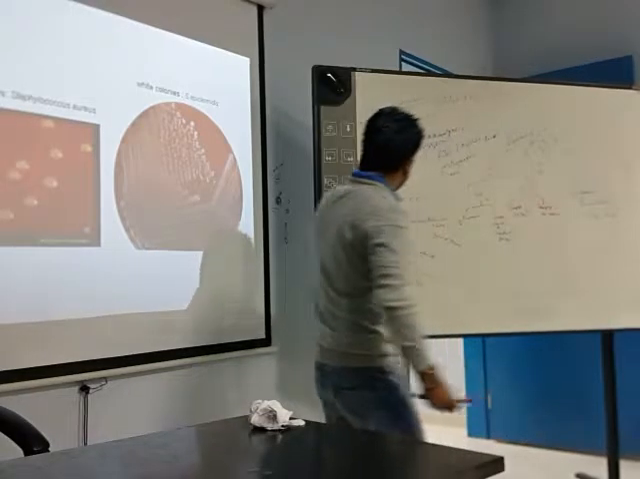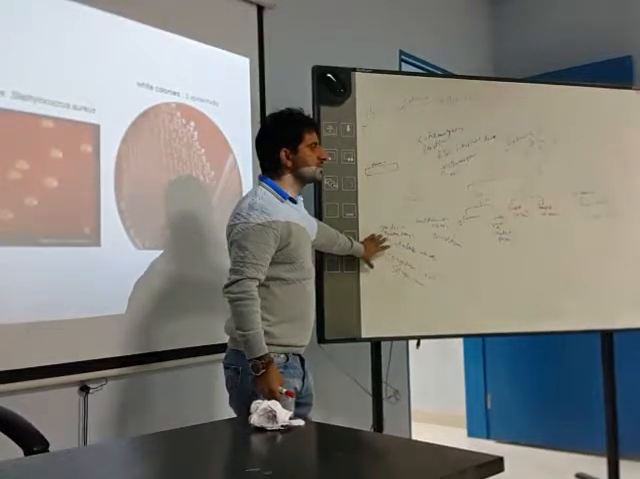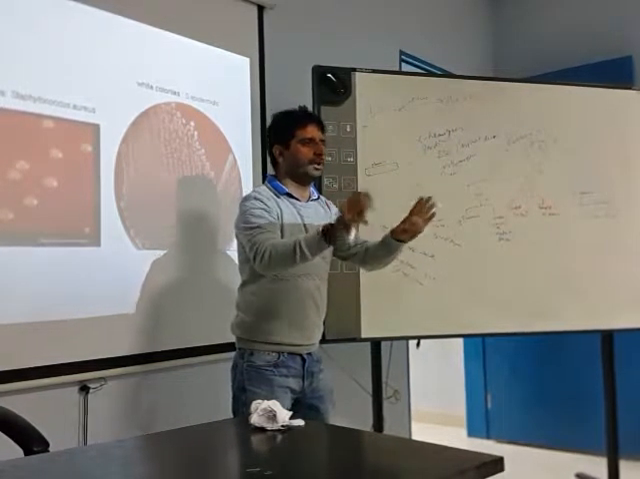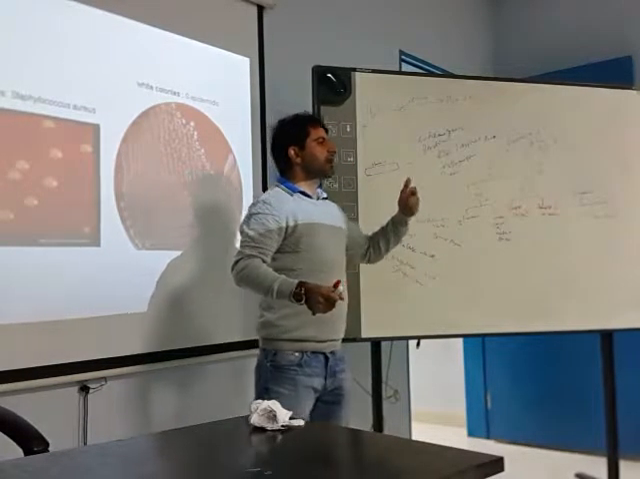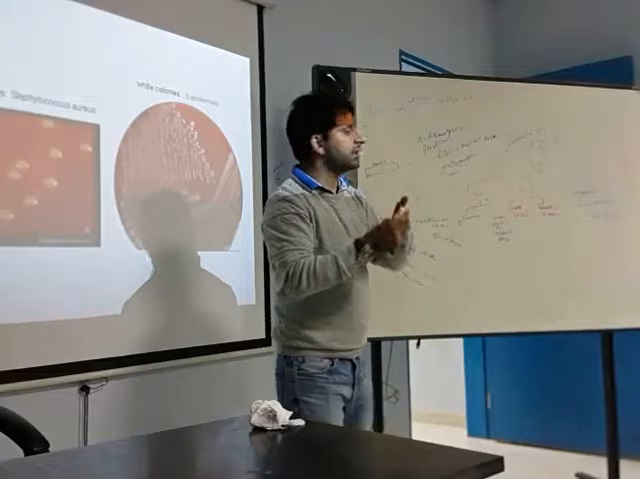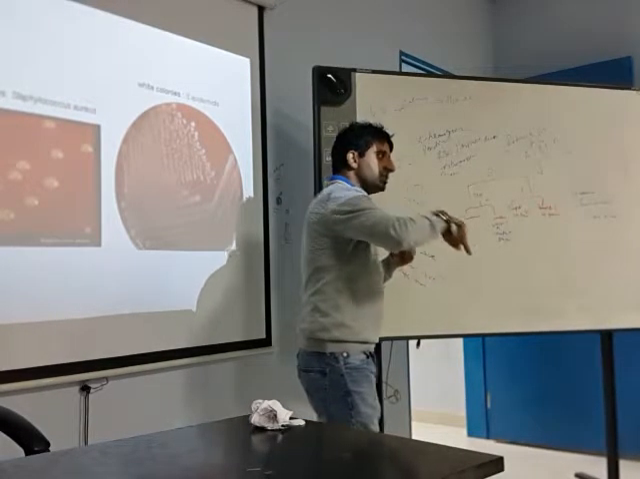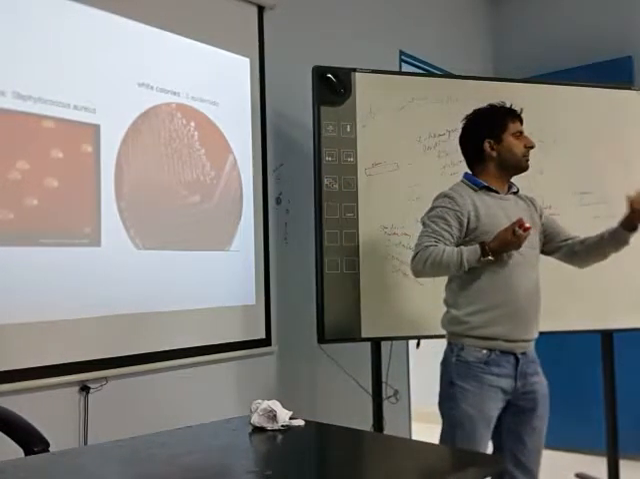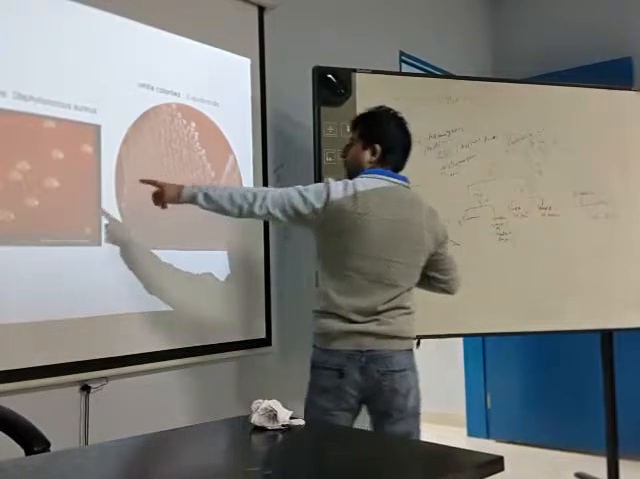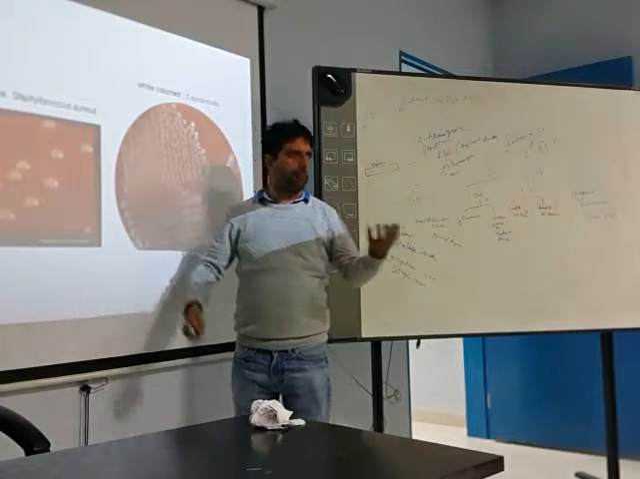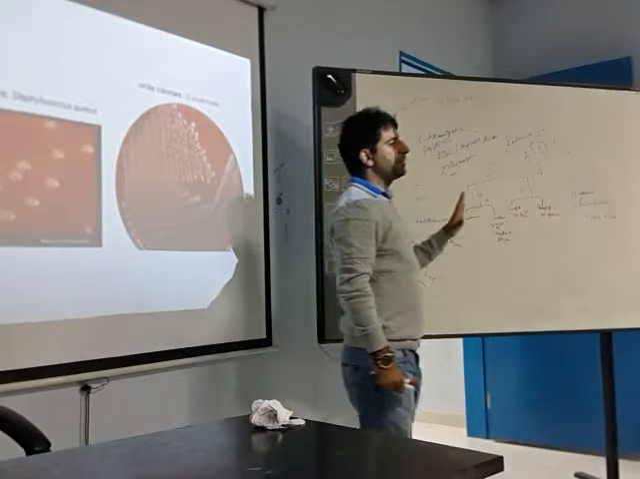First, you do one biochemical test, the catalase enzyme test. It is positive for both, so you cannot differentiate. Then you do the coagulase test. Coagulase will confirm whether it is Staphylococcus aureus or epidermidis. Next, you culture this on a blood agar plate, and the next morning, if you see golden colonies, this means Staphylococcus aureus.